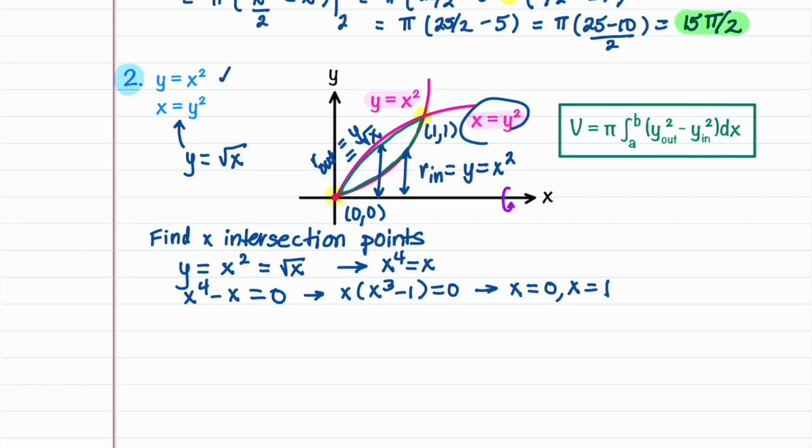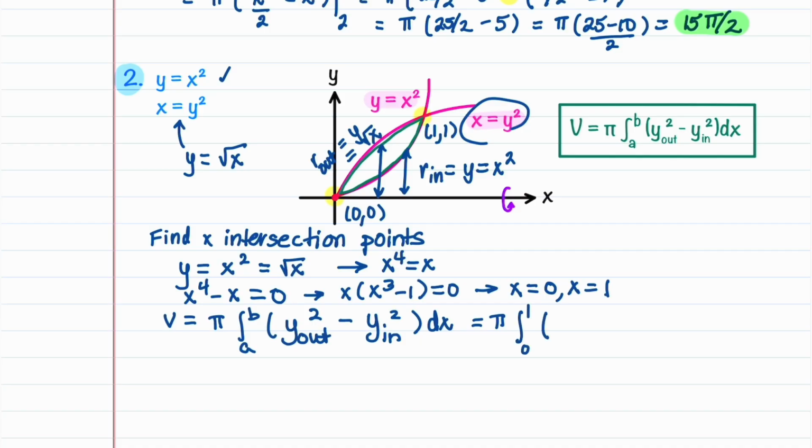The formula that we're going to use is the volume is equal to pi times the integral from a to b. We have our outer radius, which is y out squared, minus our inner radius, y in squared, dx. This is equal to pi times the integral from 0 to 1. Our outer radius we found was root x, so we have the square root of x squared. You have to remember to square it, minus the inner radius, which was x squared, and we square that one as well. And then we have our dx.